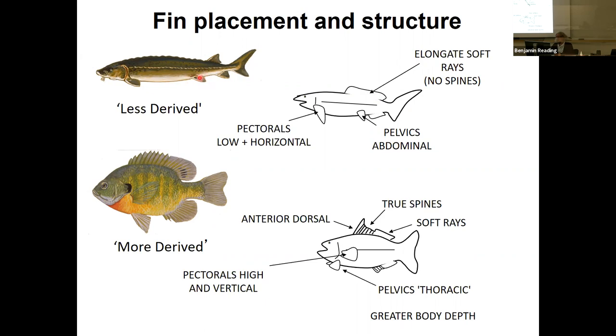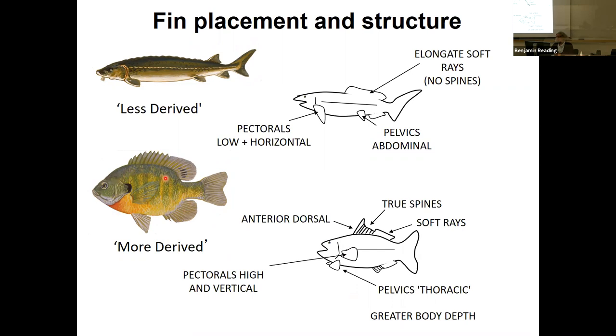Here's a more derived fish. Here's our pectoral fin, here's our pelvic fin. They're located right next to each other. That is a derived characteristic. Pelvics and pectorals are located next to each other. Again, it gives the fish more agility in its ability to steer.